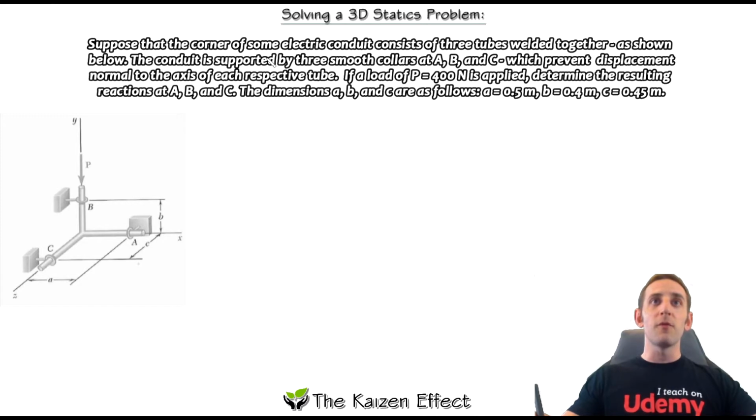The conduit is supported by 3 smooth collars at A, B, and C, which prevent displacement normal to the axis of each respective tube. That's very similar to what you'd find with something known as a journal bearing. If a load of P equal to 400 newtons is applied to this system, determine the resulting reactions at A, B, and C. The dimensions lowercase a, b, and c are as follows in the diagram below. A is equal to 0.5 meters, b is equal to 0.4 meters, and c is equal to 0.45 meters.